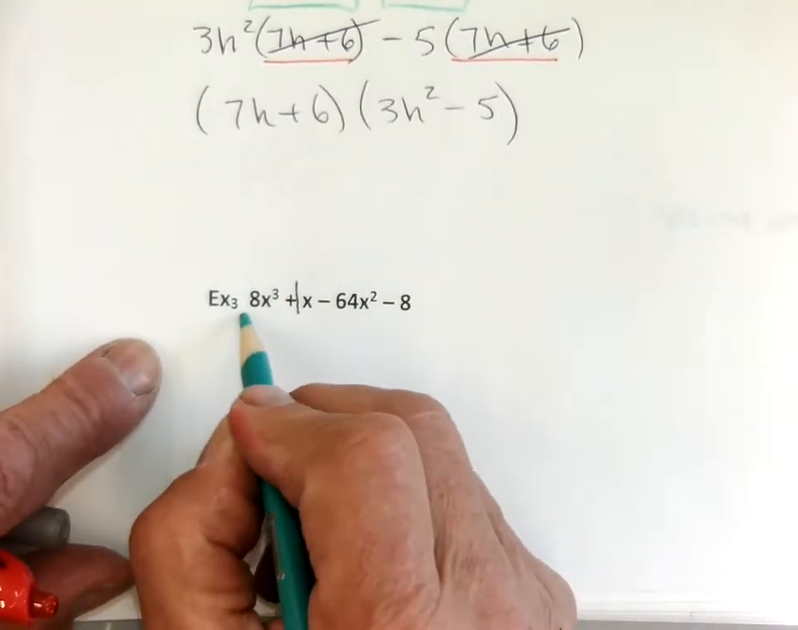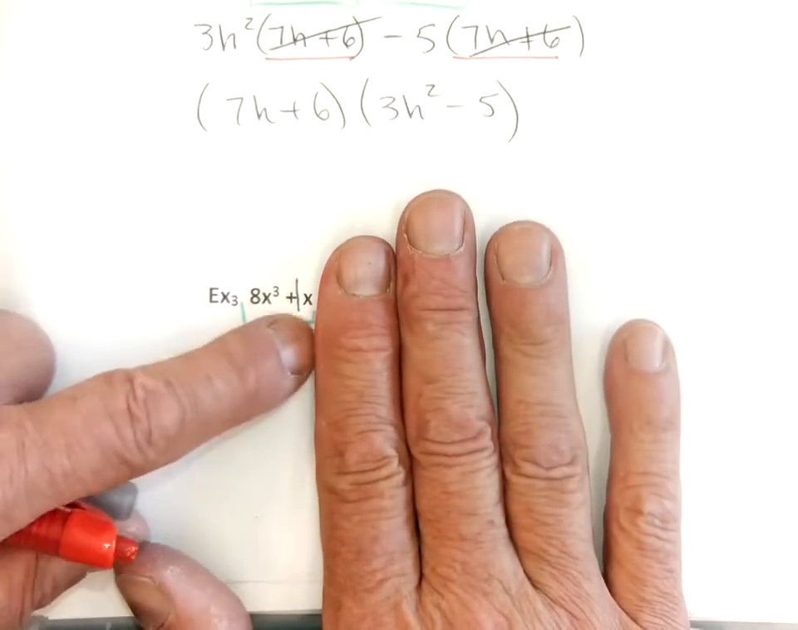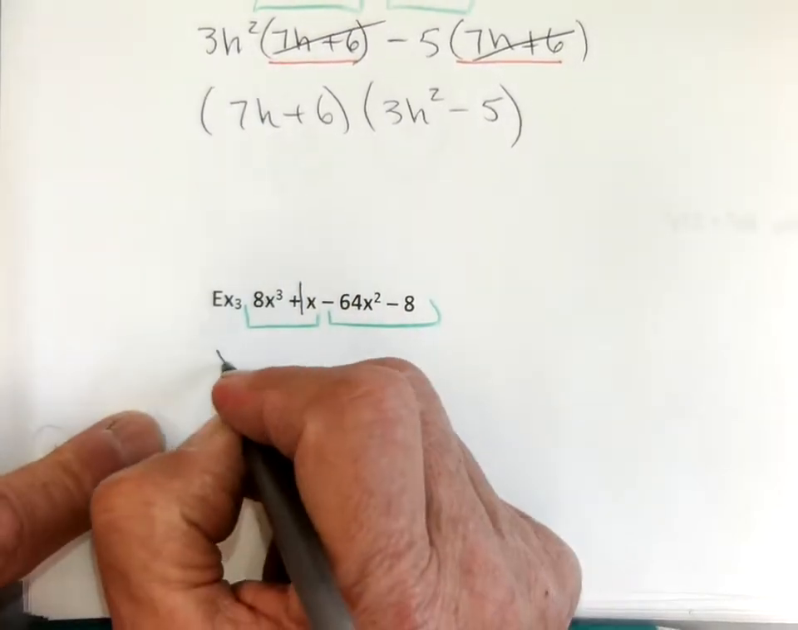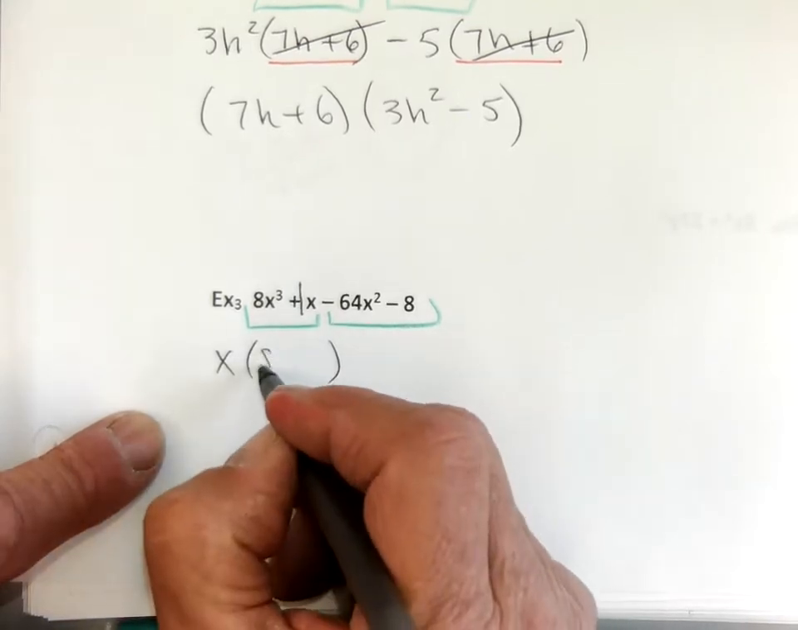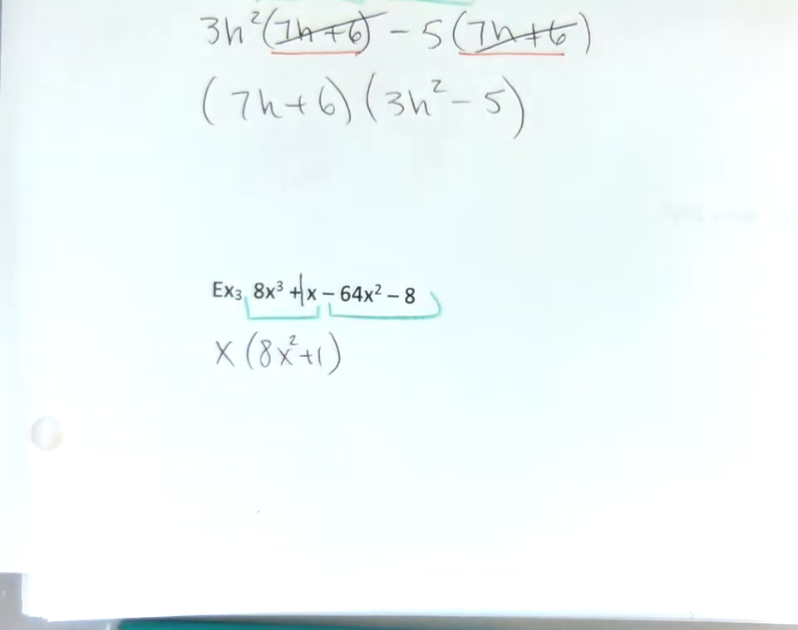What do these two have in common? Okay, first two, what do they have in common? Do you see how I put the 1 there? That's going to help you. Okay, x is in common. You'll see why I put the x there. What's left over? 8x squared plus 1. Had to have the 1 there. Now you see why the 1 had to be there, right? Okay, cool.